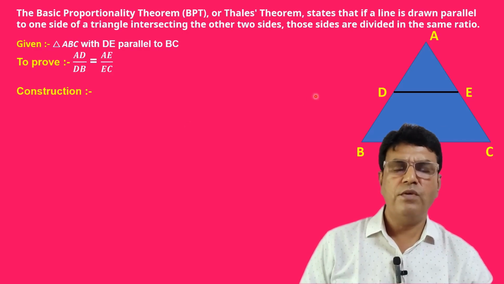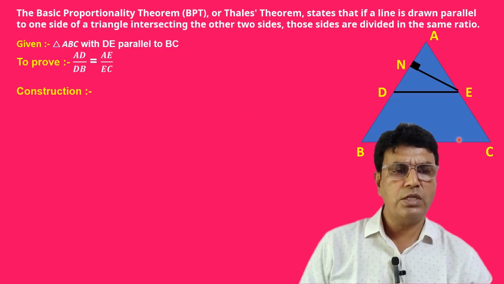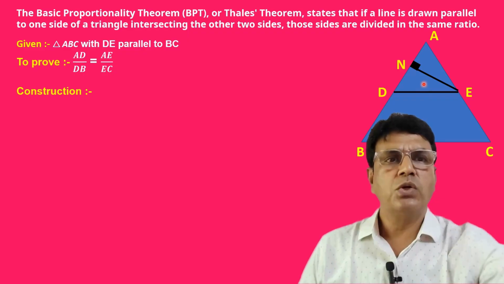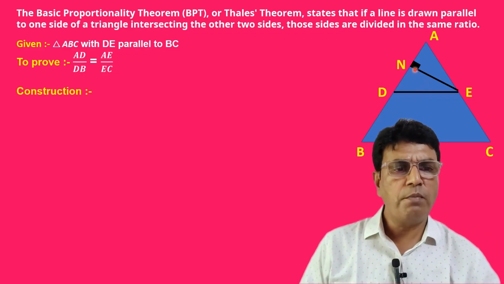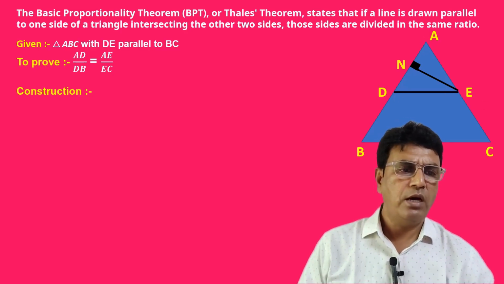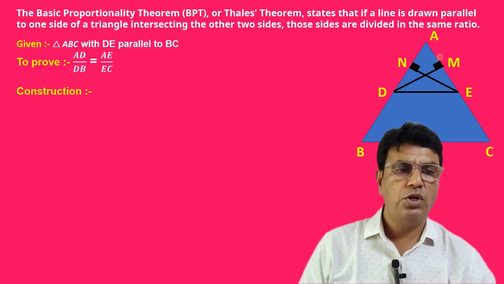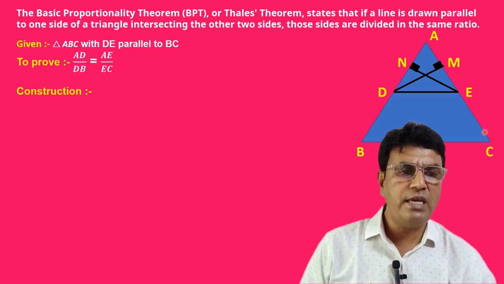Now, let's begin with the construction. Before we proceed with the proof, we need to do some construction. What we are going to do first is draw a line NE, perpendicular to AD. Sorry, not parallel, it will be perpendicular to AD. Now the next thing we will be doing is joining D to M, which is going to be perpendicular to AE, or also we can say AC.